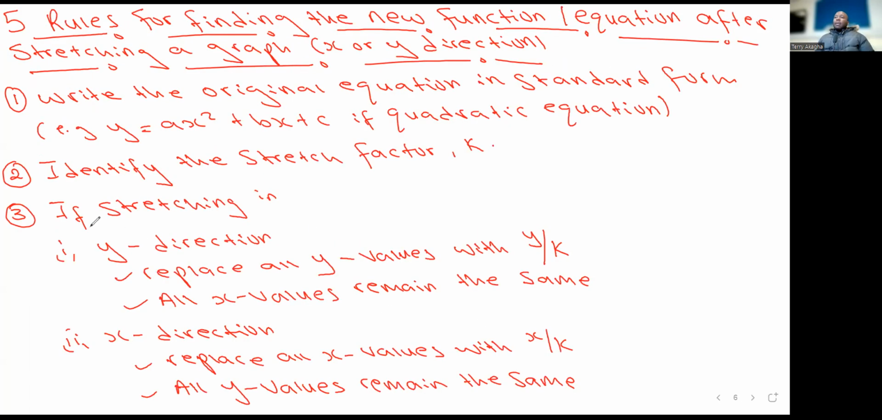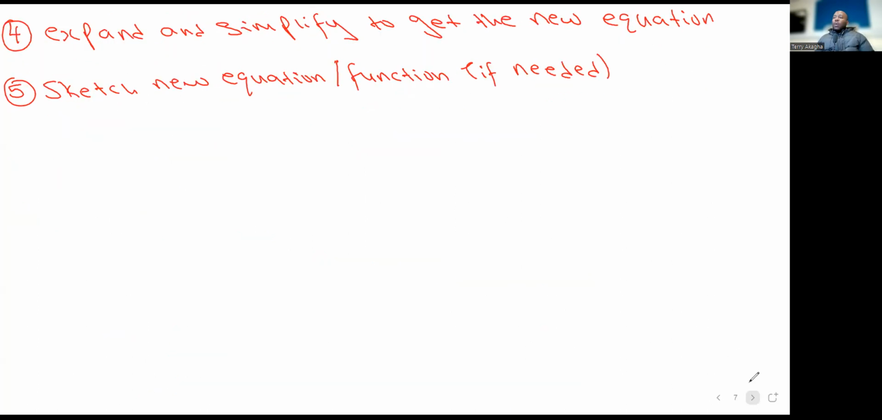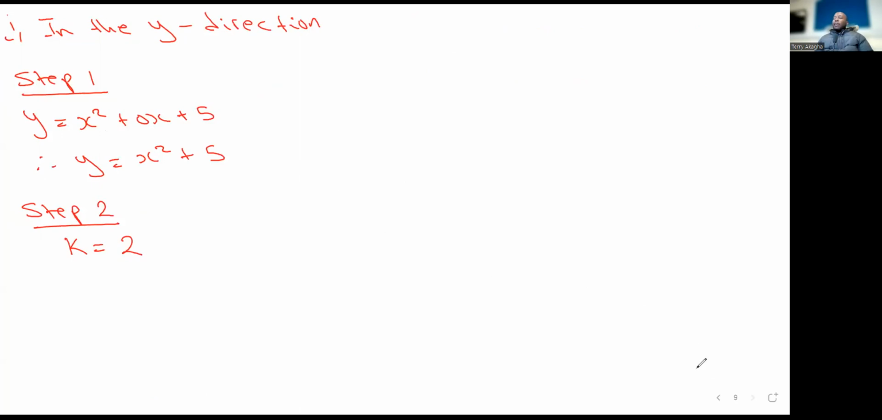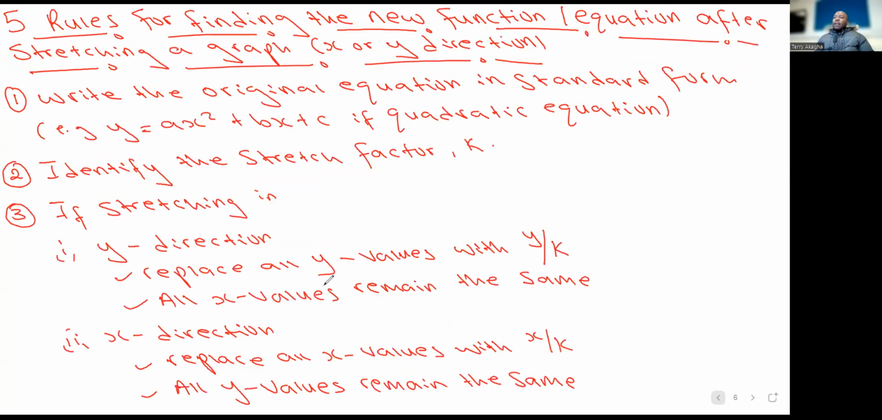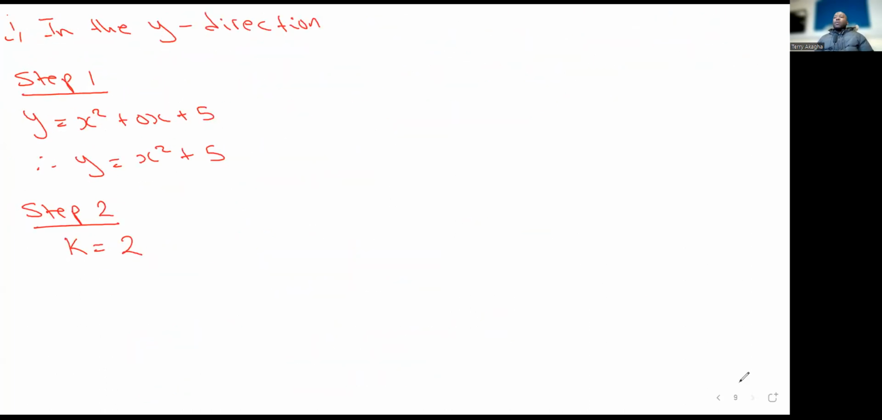Then the next thing, step 3, it said if stretching in the y direction. So what is the question we're looking at here? We're stretching in what? The y direction. Good. It said if stretching in the y direction, replace all the y values with y over k, and all the x values will remain the same. So let's go back. We're stretching in the y direction, so we have y is equal to x squared plus 5. Everywhere you see y, you replace it with y over k, so y over 2. But the x is going to remain what? The same.